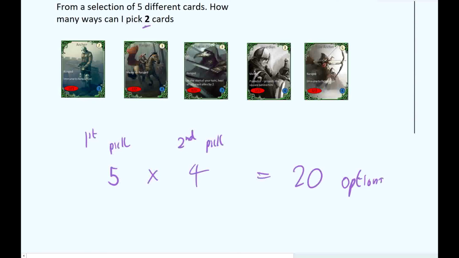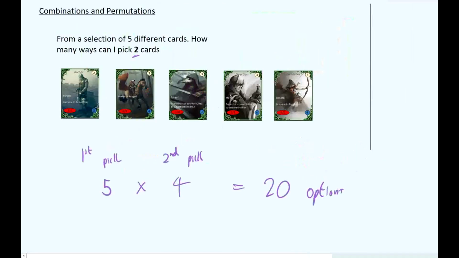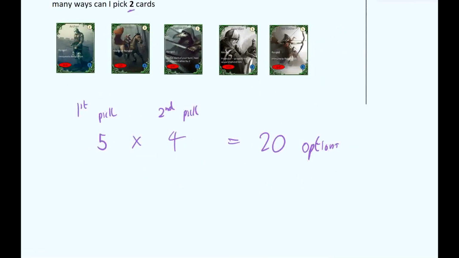However, that's still not the right answer. What I've made here is a slight oversight. This logic of doing a first pick then a second pick says right now that if I pick an Archer then a Ranger, that is different from picking a Ranger then an Archer. Because each of these has a different first pick and a different second pick, they'll be counted twice. However, because they're the same 2 cards, we want to account for that fact. For every possible combination you have, you basically have its opposite combination, where the letters are just reversed around.